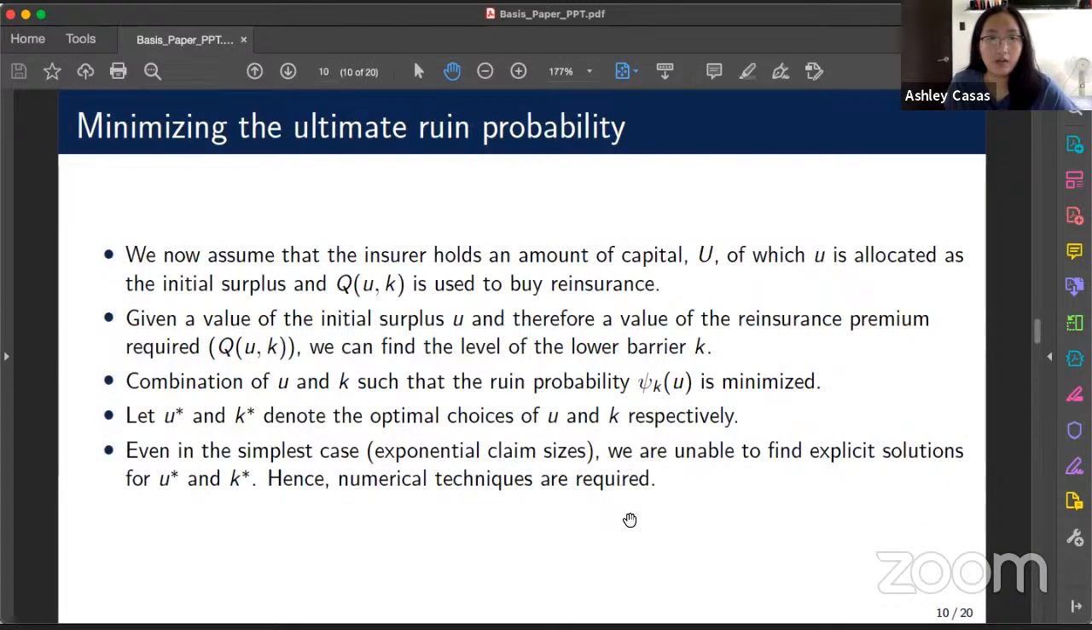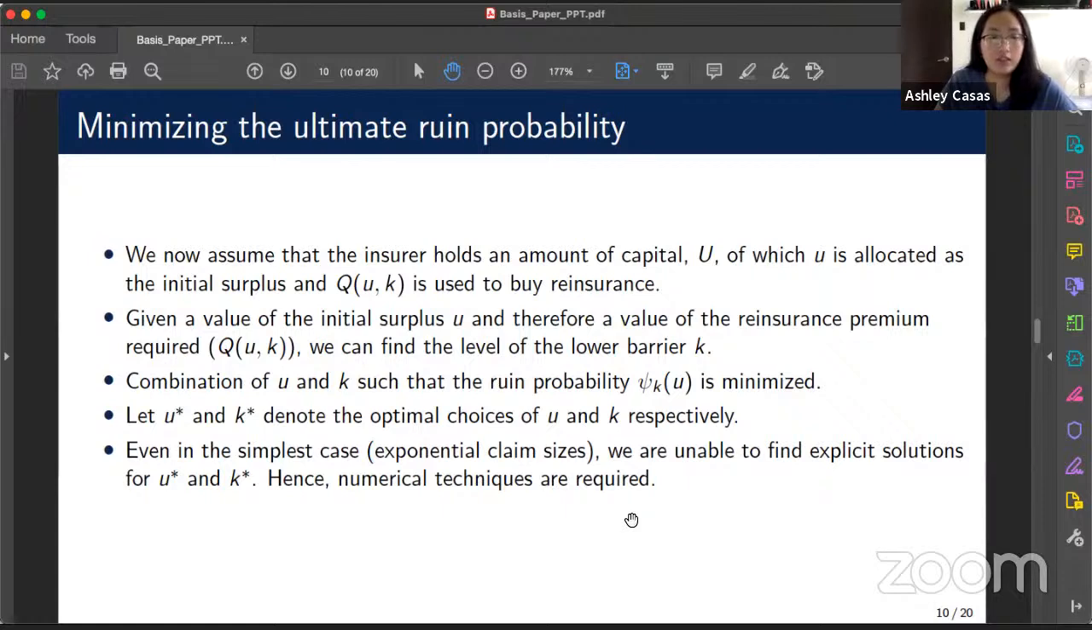So we now assume that the insurer holds an amount of capital U, of which small u is allocated as the initial surplus and Q of UK is used to buy reinsurance. So given a value of the initial surplus U and therefore a value of the reinsurance premium required, which is Q of UK, we can find the level of the lower barrier K. And what will be of interest in this study is whether there is a combination of UK such that the ruin probability psi sub k of u is minimized. So we let u star and k star denote the optimal choices of u and k respectively.